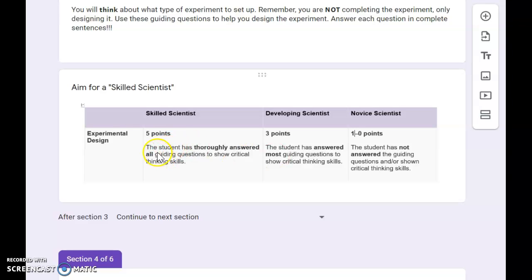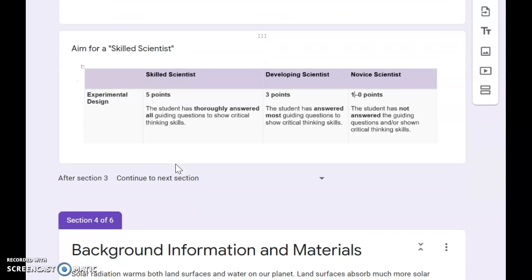Your goal for this assignment is to become a skilled scientist. So using this rubric, you want to aim for 5 points. The students have thoroughly answered all guided questions to show critical thinking skills.